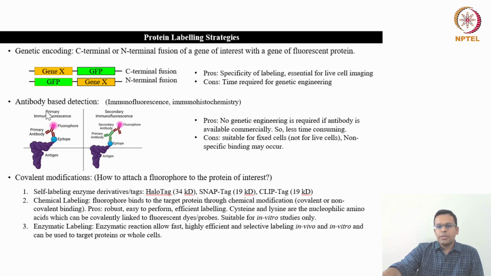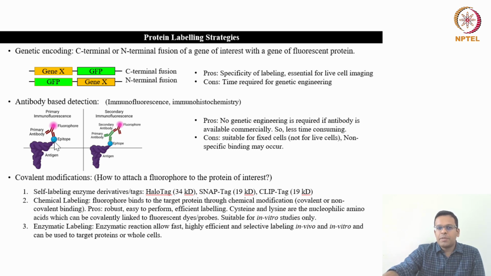There is another option, which is known as antibody-based labeling or antibody-based detection, known as immunofluorescence or immunohistochemistry. This is quite a rapid approach which doesn't need 3 to 6 months of time. You just buy the protein-specific antibodies commercially, and you can label your protein of interest with the specific antibodies. You can see here in the image, let's say this is your antigen, that means the protein of your interest which you want to visualize inside the cell.